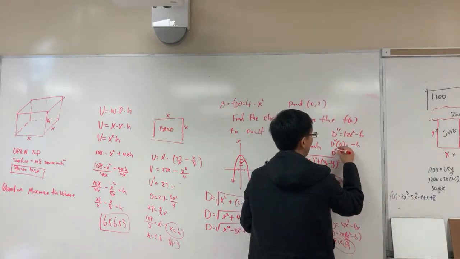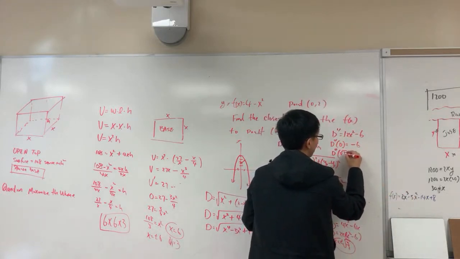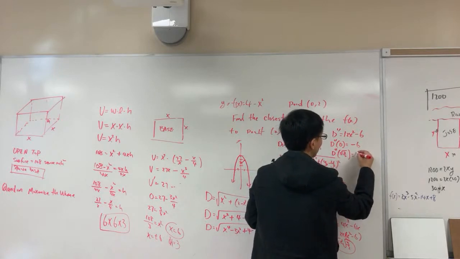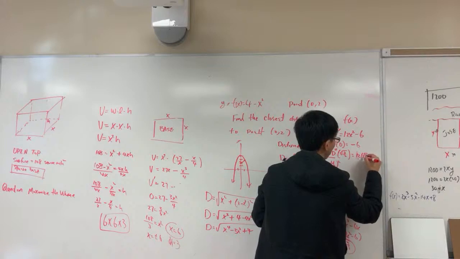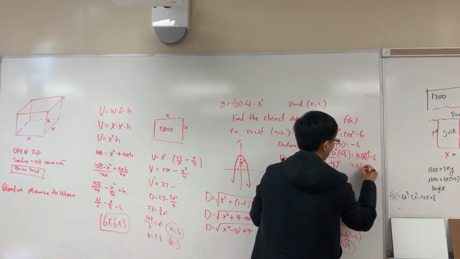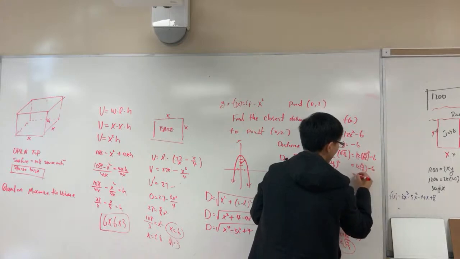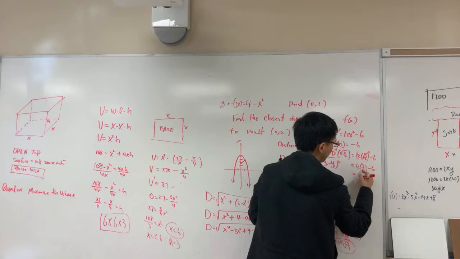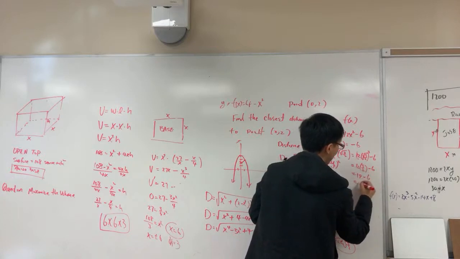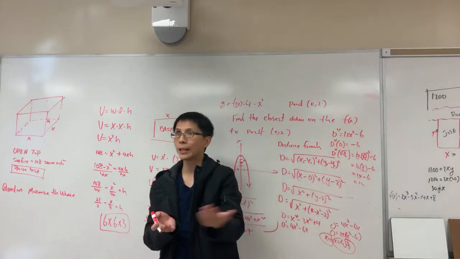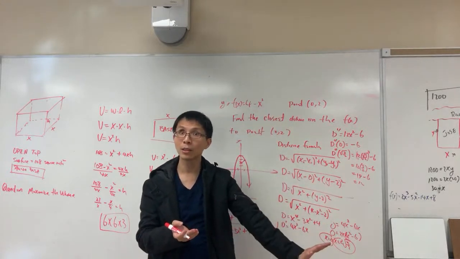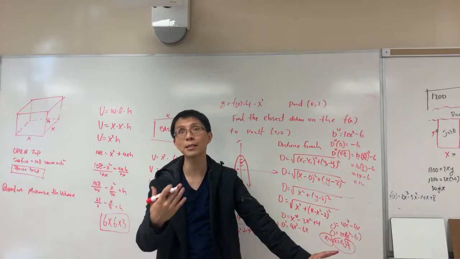So I'm going to do D double prime of square root of 3 over 2. That's going to be 12 times square root of 3 over 2 squared minus 6. That's equal to 12 times 3 over 2 minus 6. That's equal to 18 minus 6, so it's 12. So 12 is what? Wait, hold on. It's concave up, right? So it's a minimum, so that's the closest distance I can find.